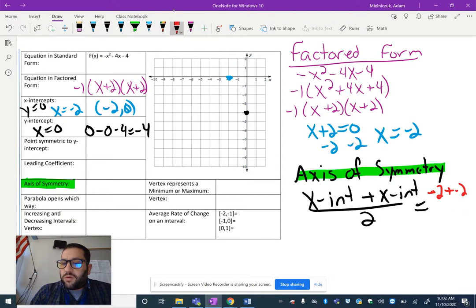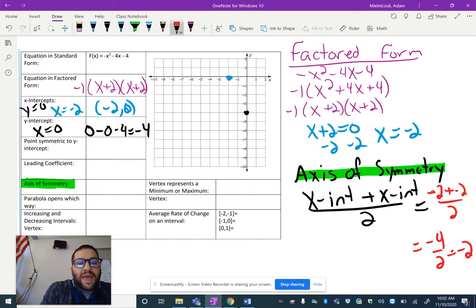So we do negative 2 plus negative 2, divided by 2, which equals negative 4 over 2, which means our axis of symmetry is at x equals negative 2. We can draw a dotted line, which isn't really part of the graph, but it shows us our axis of symmetry so that we can find a point symmetric to the y-intercept. This is 2 units over, so this would be 2 units over, meaning we would have a point symmetric to the y-intercept at the point negative 4, comma, negative 4.